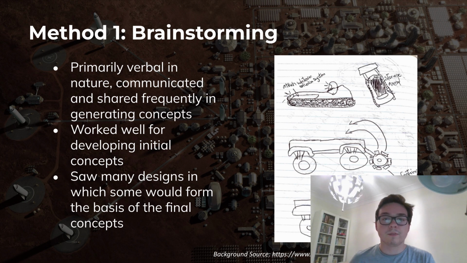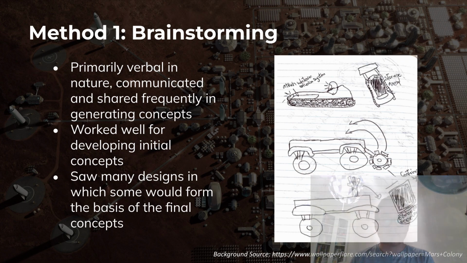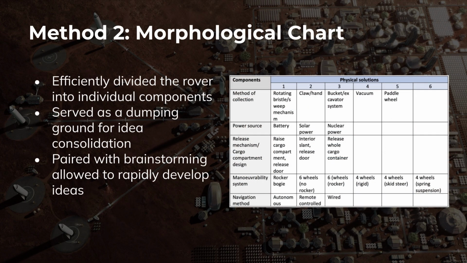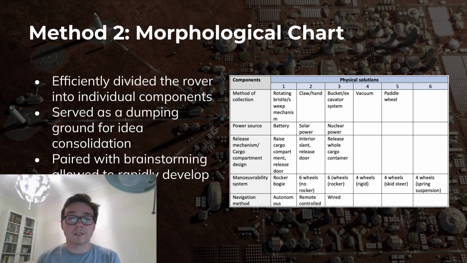This worked very well in developing baseline ideas, such as the type of maneuvering system that would be used, including wheels or tracks, and the resource collecting system, such as conveyor belts and buckets. Another technique we used is the morphological chart, which we divided into 5 components and have illustrated a multitude of ideas as to how to approach different areas. These include the maneuvering system, method of collection, and cargo compartment design.